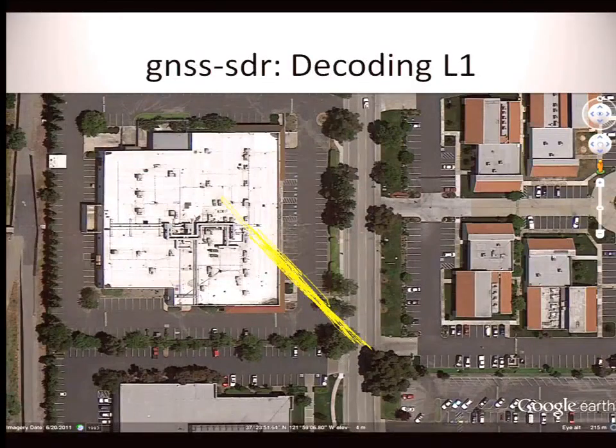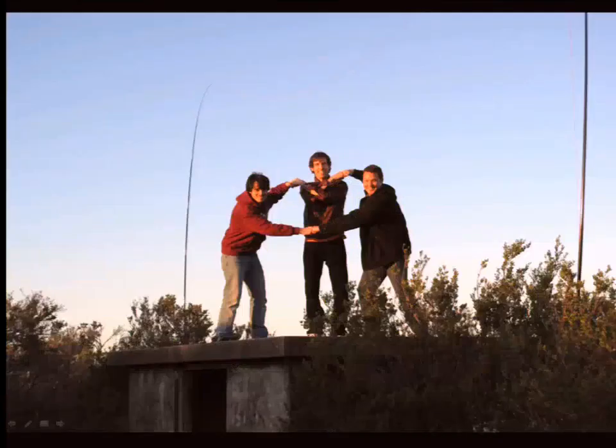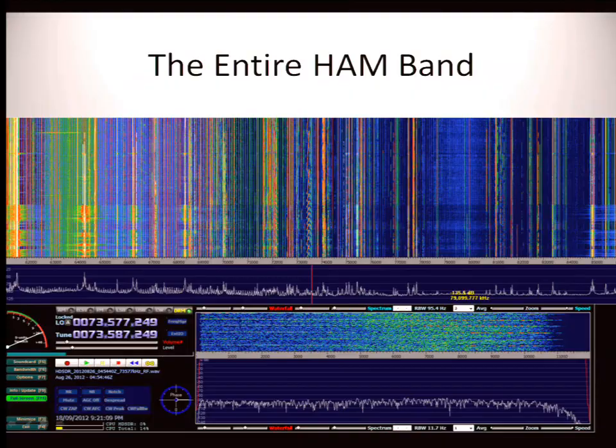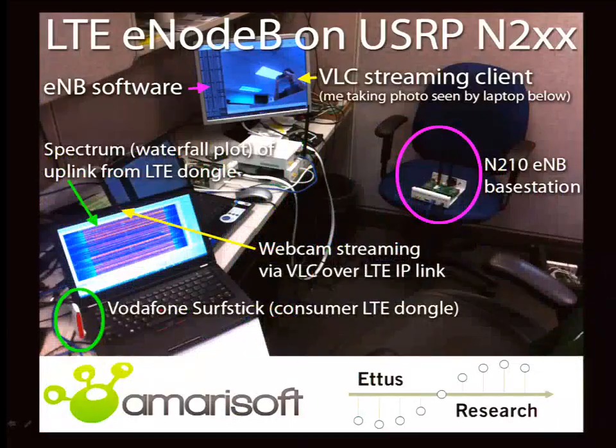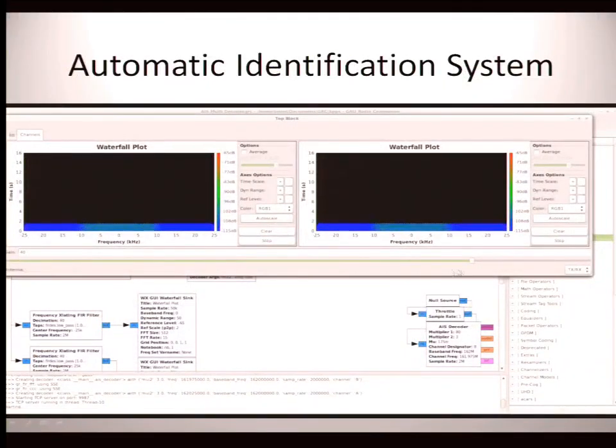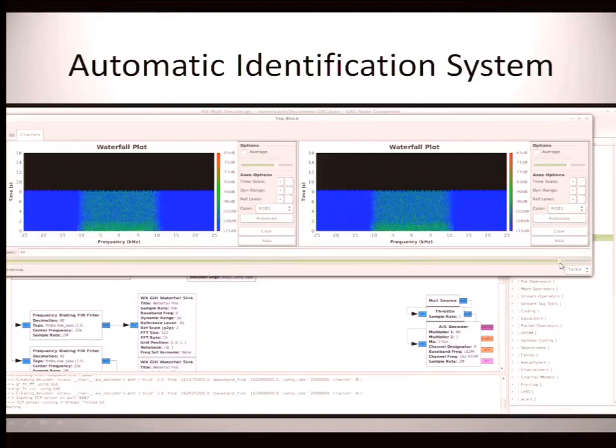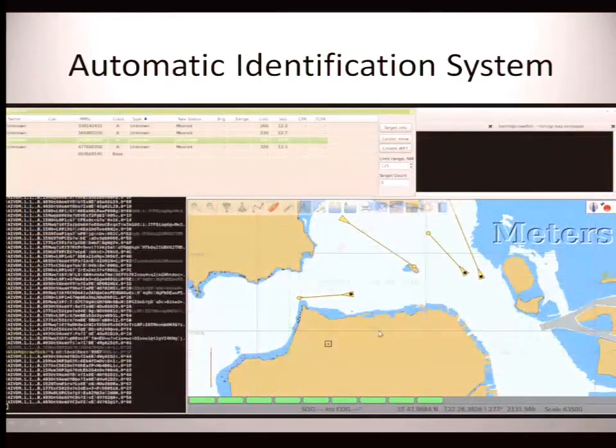You can look at smart meters. You can run this open source GPS decoder that's based in GNU Radio and actually decode the GPS signal yourself. You can receive the entirety of the amateur radio band at once. You can run that 4G LTE base station that I was telling you about. And you can also receive AIS, which is like ADSB, but for ships.